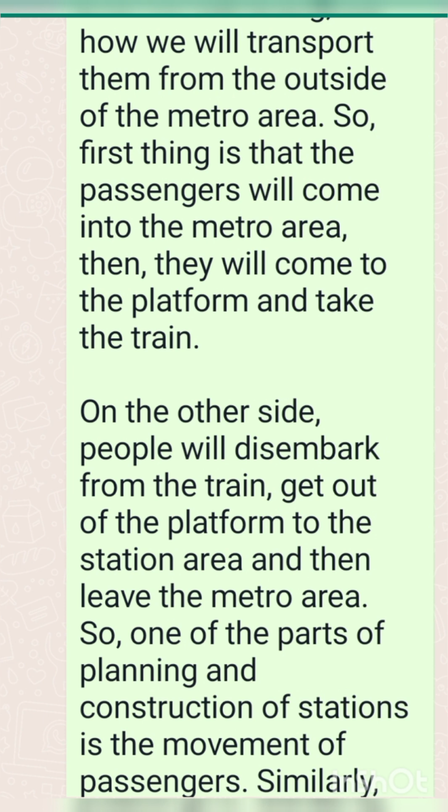So first thing is that the passengers will come into the metro area, then they will come to the platform and take the train. On the other side, people will disembark from the train, get out of the platform to the station area, and then leave the metro area. So, one of the parts of planning and construction of stations is the movement of passengers.